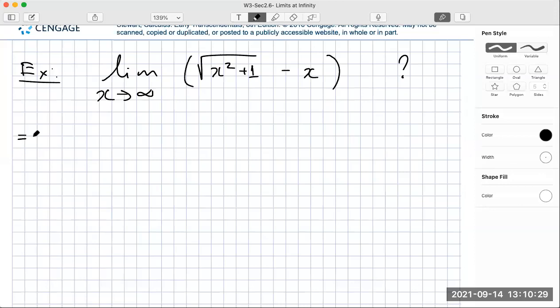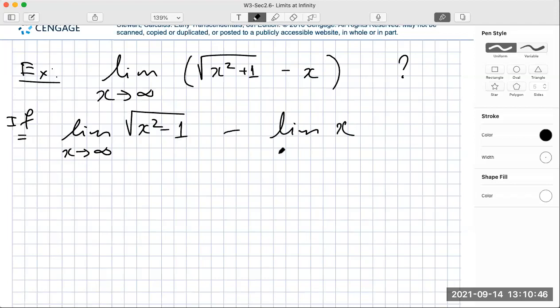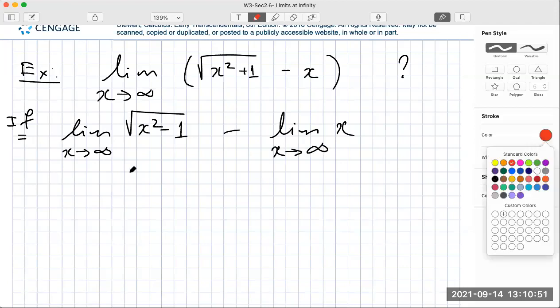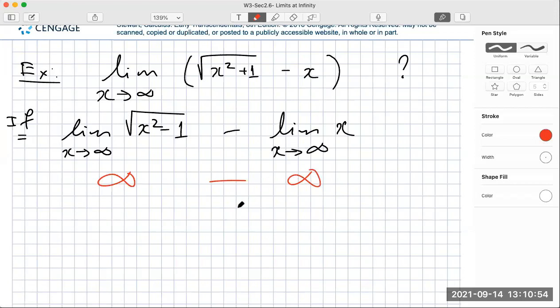Can we use the subtraction laws right away? If we do, then the limit as x approaches infinity of this one, the limit of x here, will be infinity subtract infinity, and we don't know what it is. Okay, then it doesn't work this way. We cannot find it this way. So what should we do?